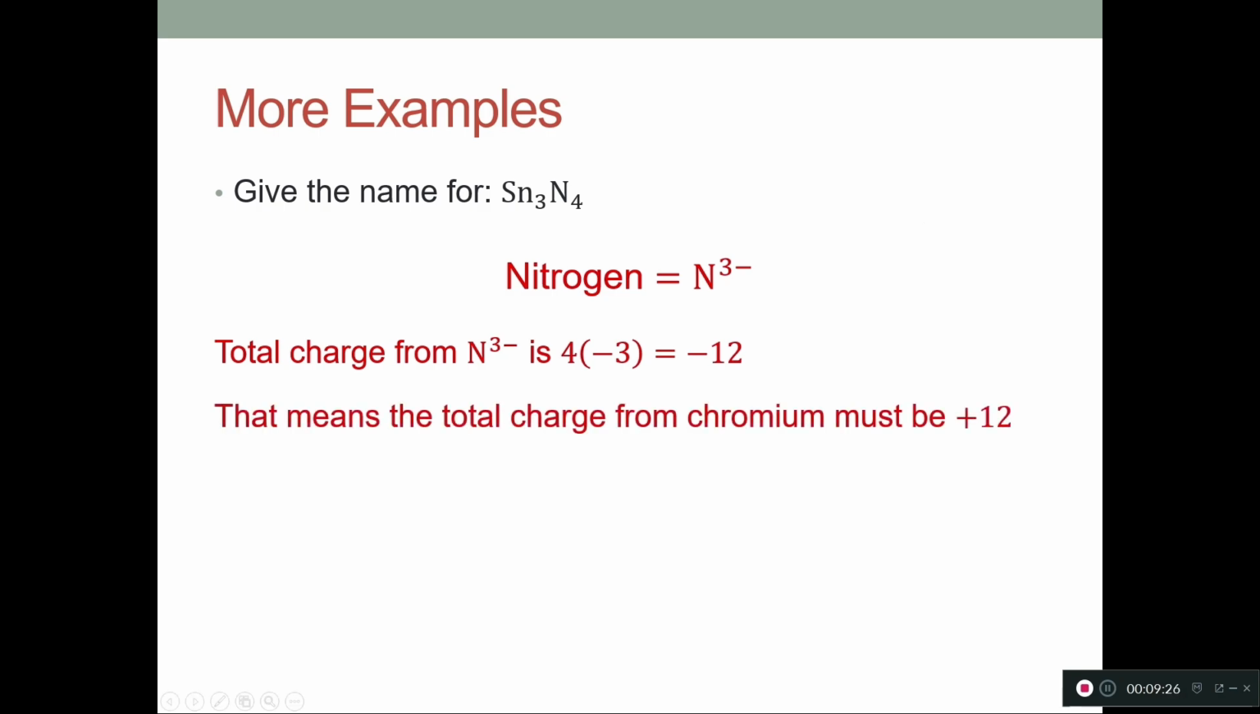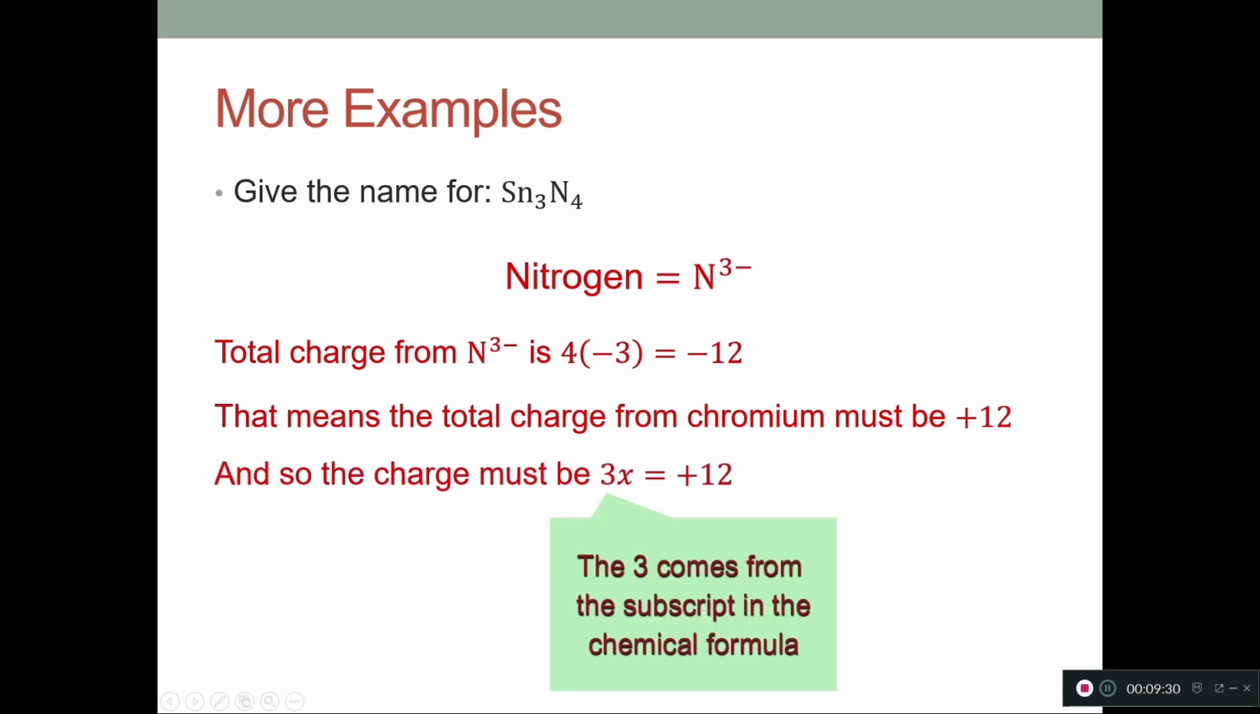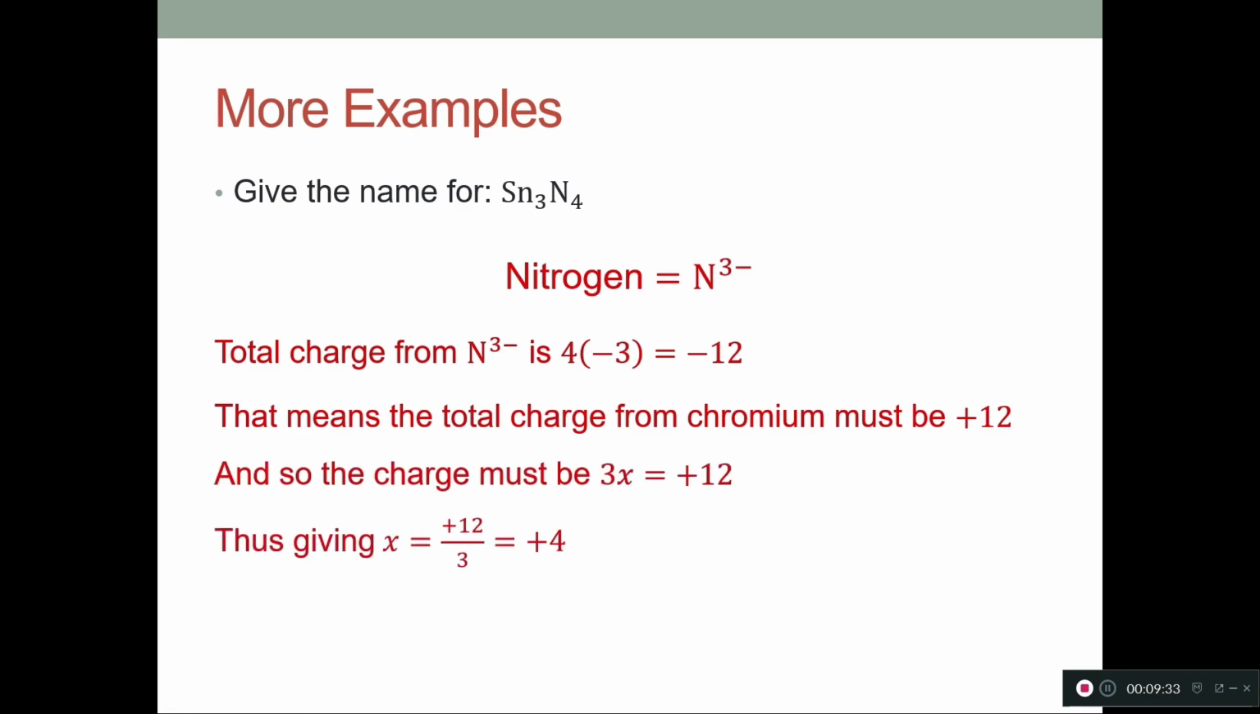That means that the total charge from the chromium must be +12, and so the charge must be 3x equals +12. So we again solve for x. That gives us +12 over 3, and so that's +4 on each of the tins. And so that means it must be tin 4 nitride.